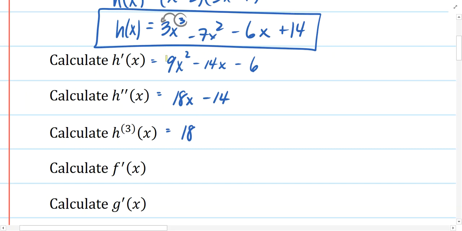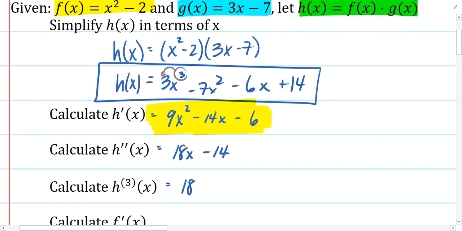Now what I'd like for you to focus on is this first derivative here. This is the derivative of h, and I know that this is correct because we were able to very easily calculate what h was in terms of x. So rather than thinking of h in terms of f of x and g of x, we have h as it's written based on the letter x only.